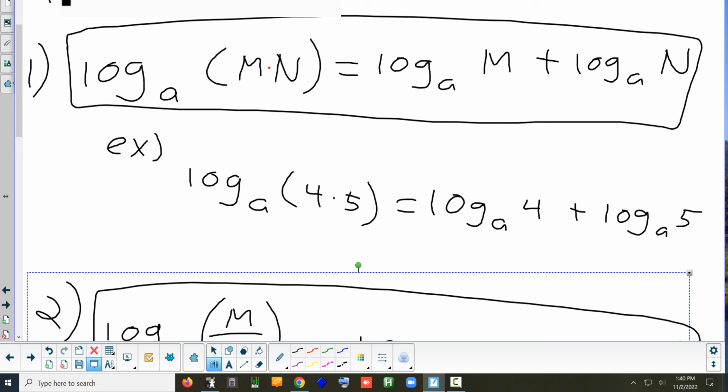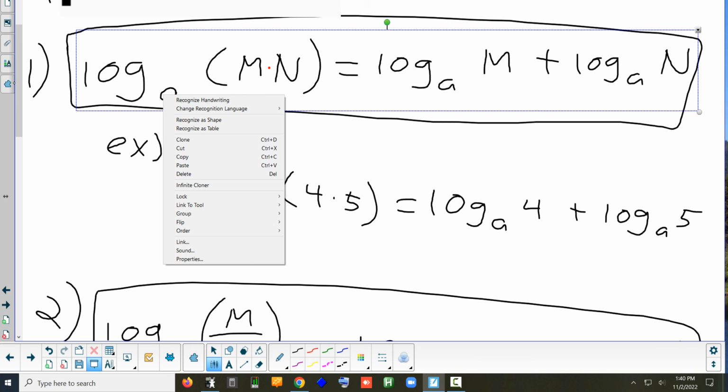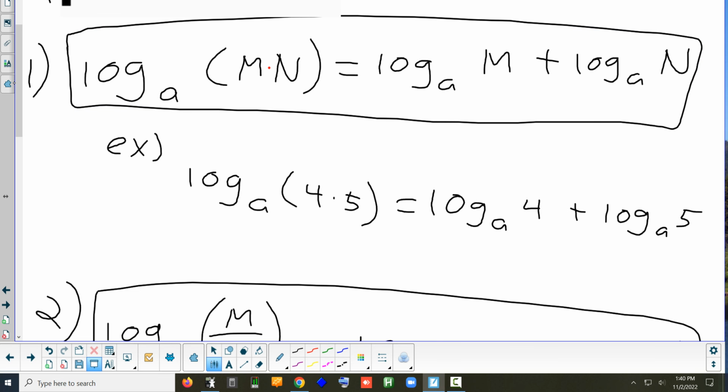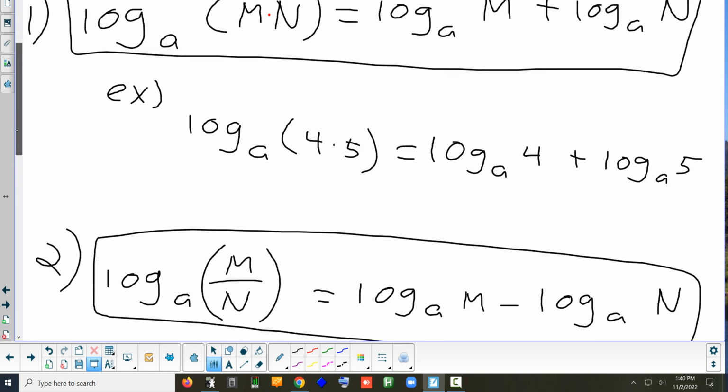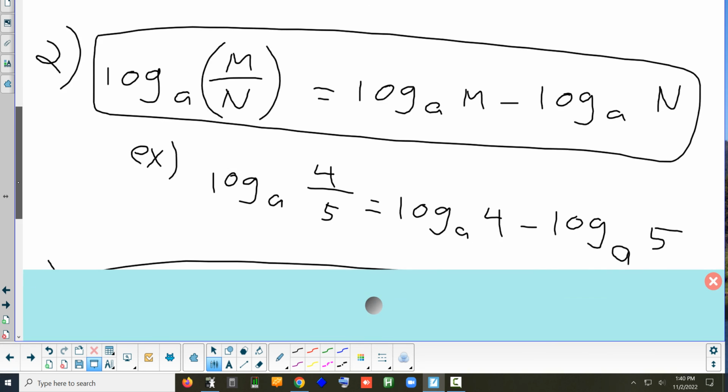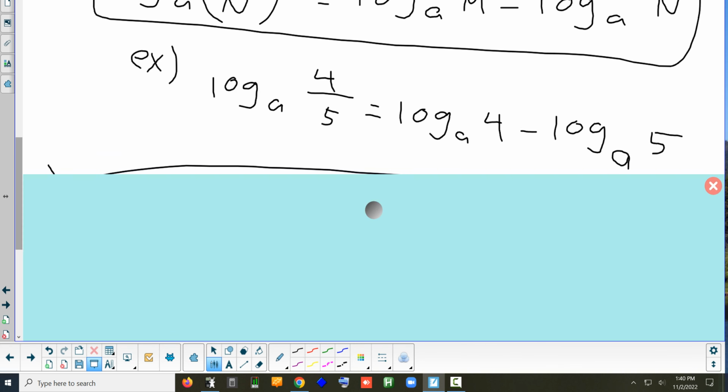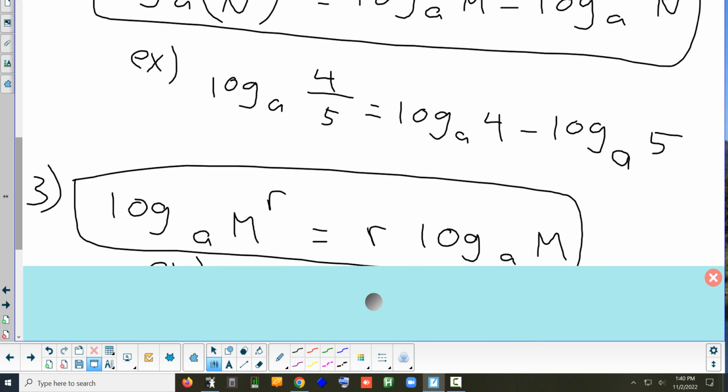And when we try some examples, we're going to try doing the formula both ways. I'm going to take something that's split apart into two things, we'll combine it into one. And then we'll try the other way, taking something that's already combined into one and splitting it into two. Okay, so that's our second rule. And the third rule.